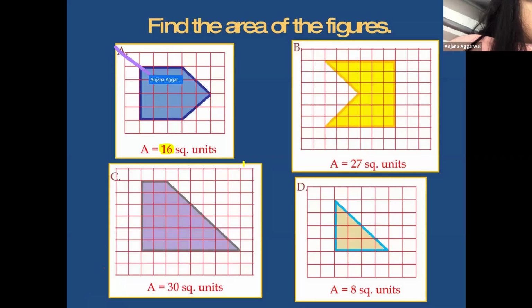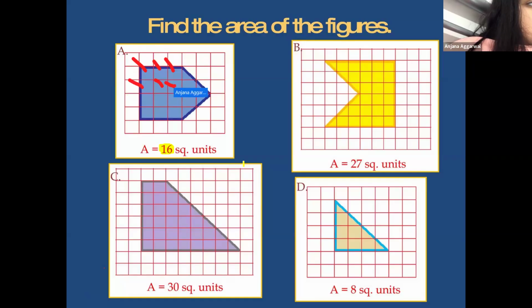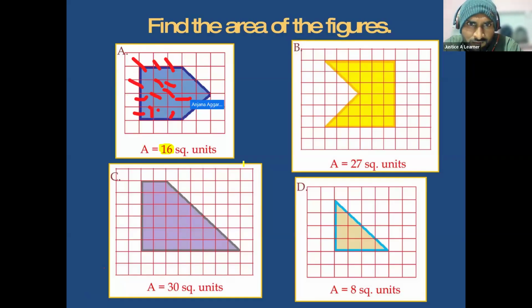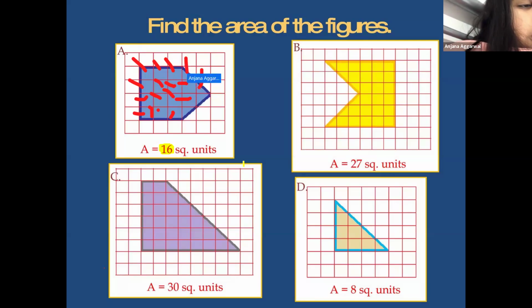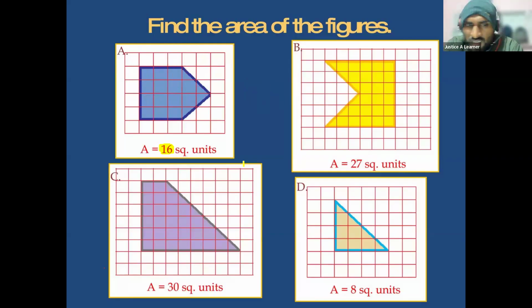I think I got it. So 1, 2, 3, 4, 5, 6, 7, 8, 9, 10, 11, 12, 13, 14. And then we can do 15, 16. So these two halves make one square, so 15, and these make one square, so 16. Two halves are equal to one. Yeah, correct. The same way you can find this, right? This is also easy then.